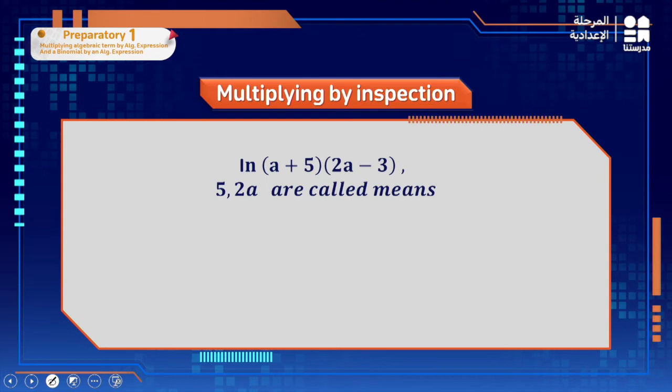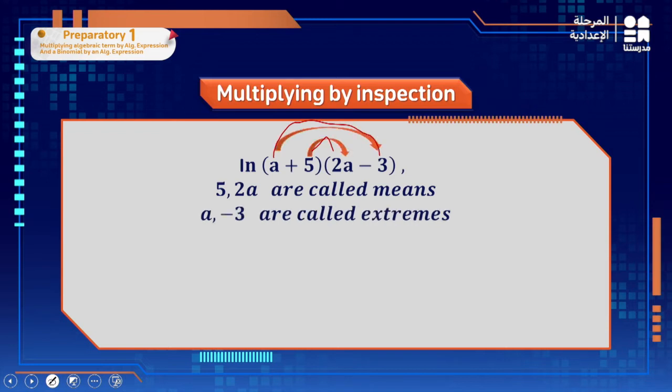Multiplying by inspection. So we are going to apply the steps. In a plus 5 times 2a minus 3, how to multiply them? First, we have new concepts. What are they? Here we have, they are close to each other, by the way. 5 and 2a are called means. Then a at the end and negative 3 are called extremes. So 5 and 2a are means, a and negative 3 are called extremes.